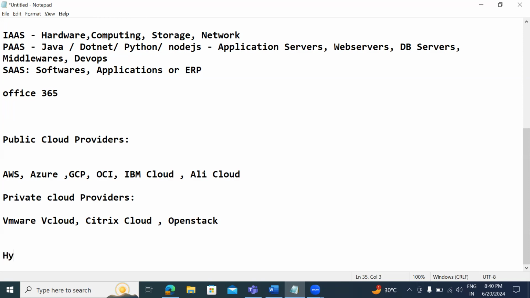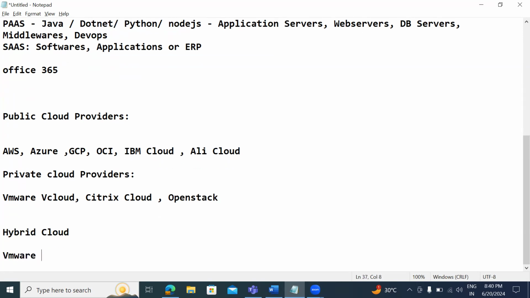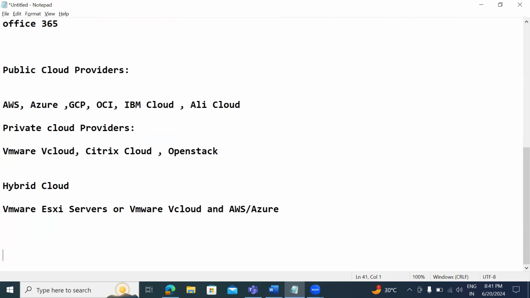What is the meaning of hybrid cloud? Can you tell one example of hybrid cloud? On premises we may have VMware ESXi servers or VMware vCloud, and in the public cloud we may have AWS or Azure. So this is the best example for a hybrid cloud. Okay, so then what is AWS?